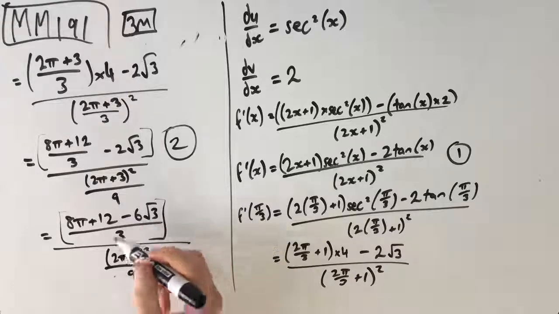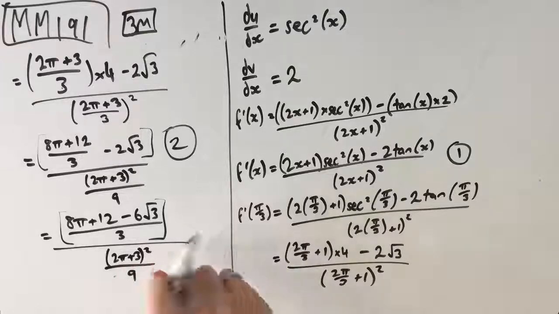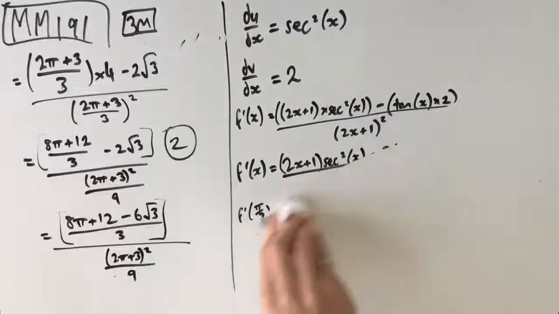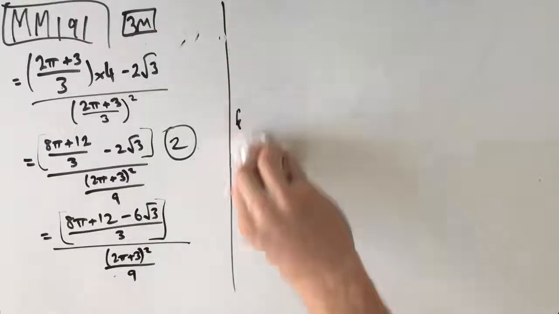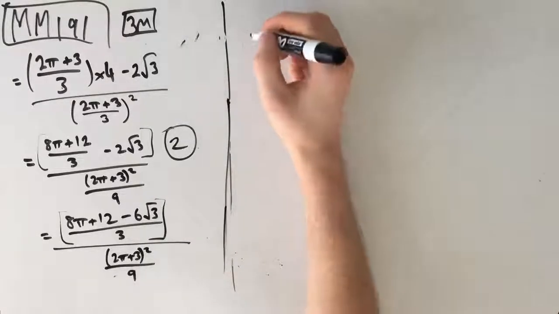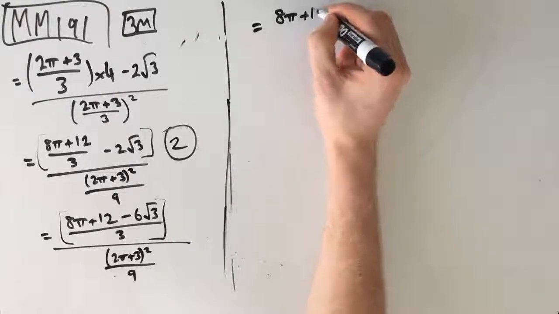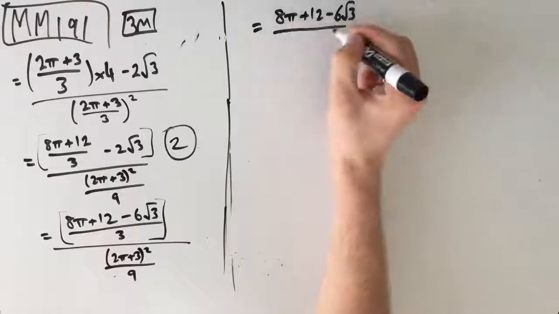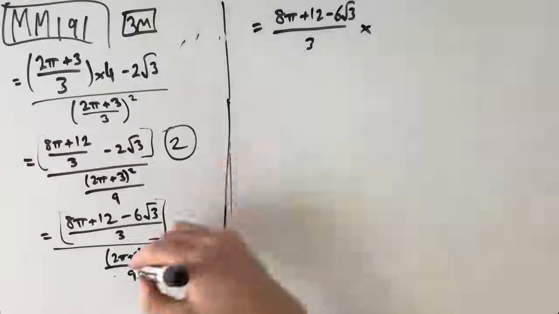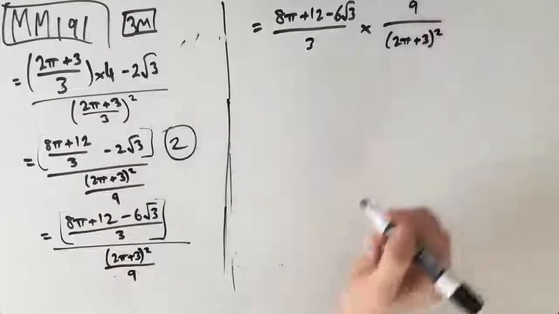So now we've got two fractions dividing by each other, which means we can flip them and multiply, keeping in mind that we don't have our calculator here, so we have to do a bunch of stuff that we probably wouldn't normally have to do in the calculator version. So we need to flip and multiply. We get 8 pi plus 12 minus 6 root 3 over 3 times, because we're dividing that fraction by that fraction, we flip that and multiply. So we get 2 pi plus 3 squared.